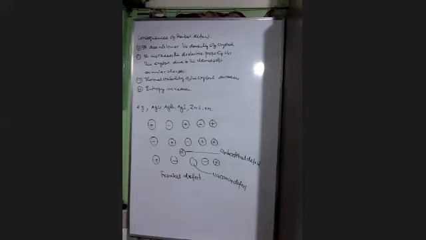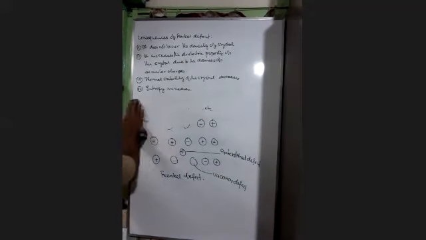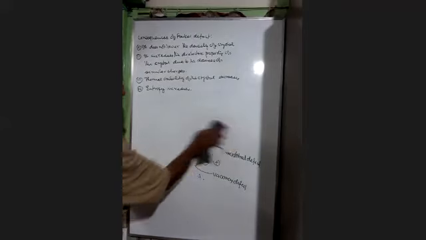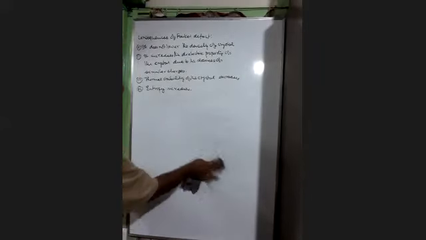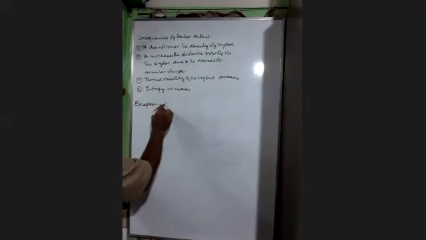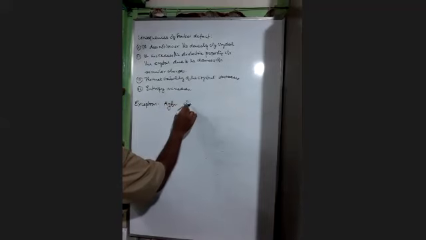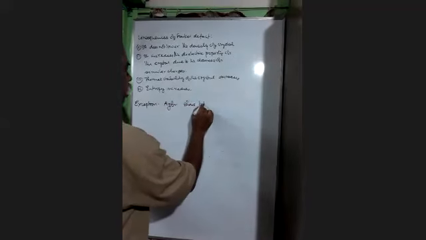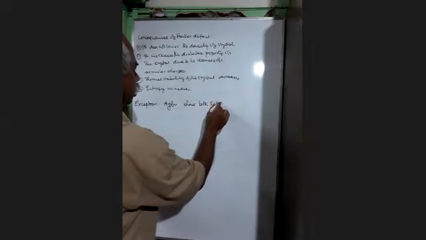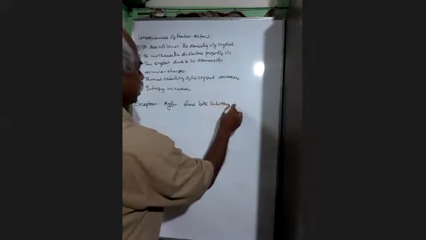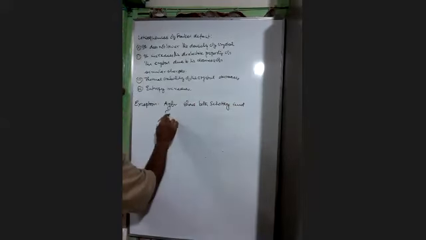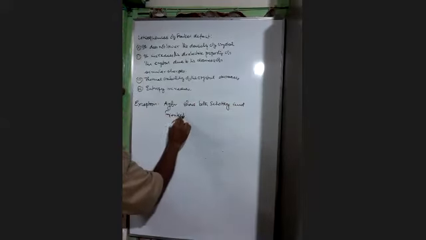Done, sir. Now open a question task. That's one more thing I have to write. What is the exception? The exception is silver bromide, which shows both Schottky and Frenkel defect. This is very important for your exam.